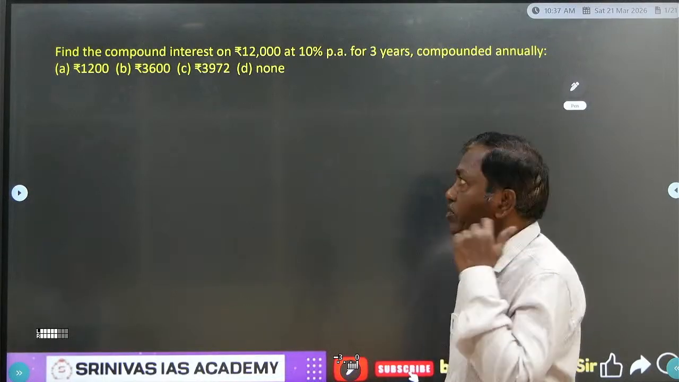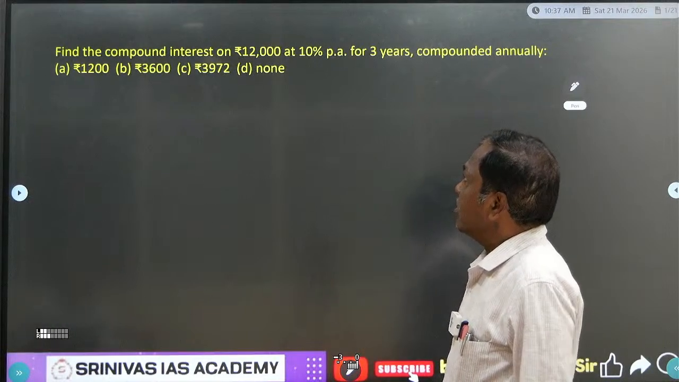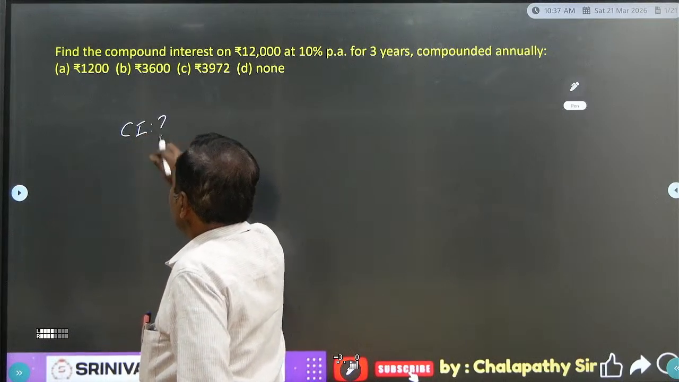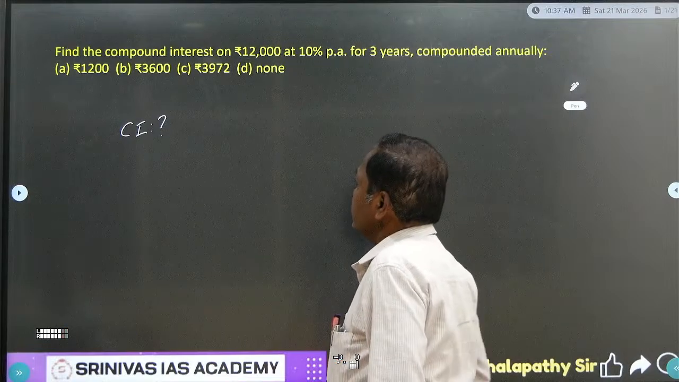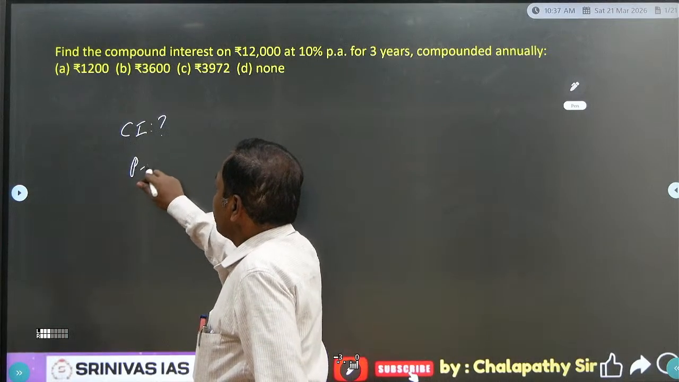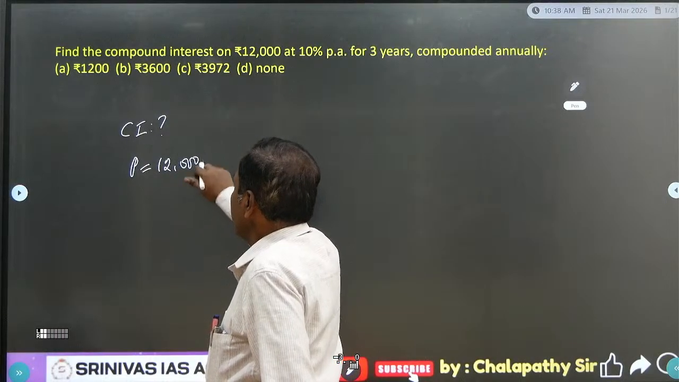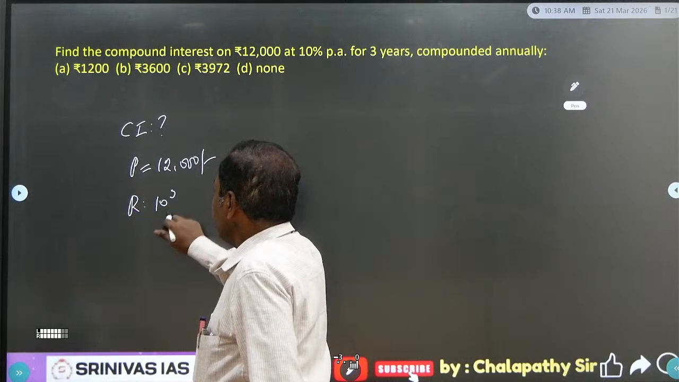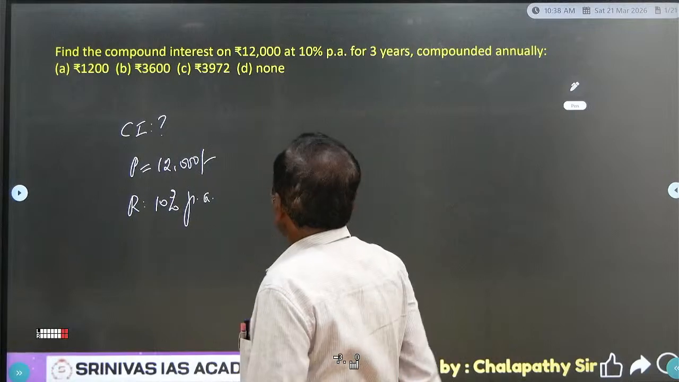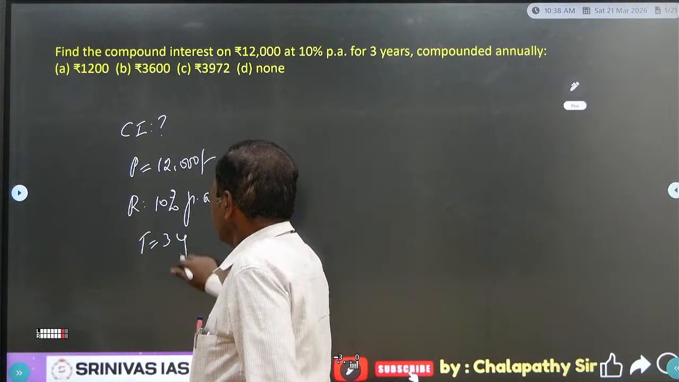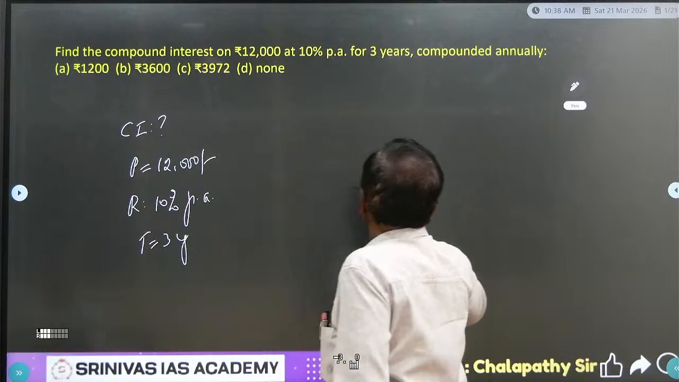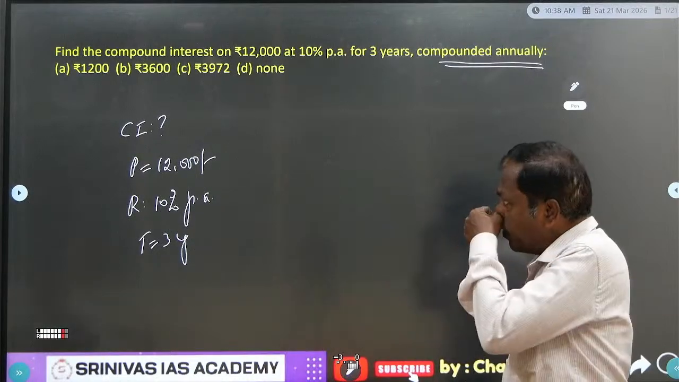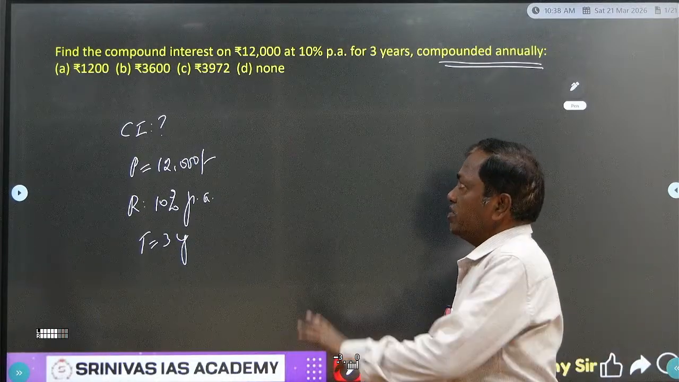We shall start solving questions here. Find the compound interest on rupees 12,000. Principal is what? 12,000, at 10% per annum. Rate of interest is 10% per annum, for 3 years. Time is 3 years. Compounded annually. Then only it is compound interest, otherwise they write simple interest. Compounded annually.